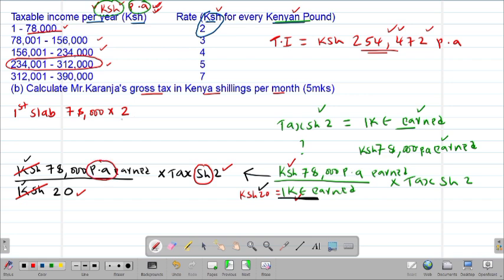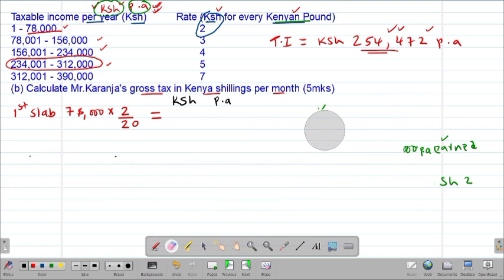Therefore, you multiply by 2, then divide by 20. Whatever we get on this side must be in Kenya shillings per annum. If you take 78,000 multiplied by 2 divided by 20, your calculator will give you 7,800 shillings.